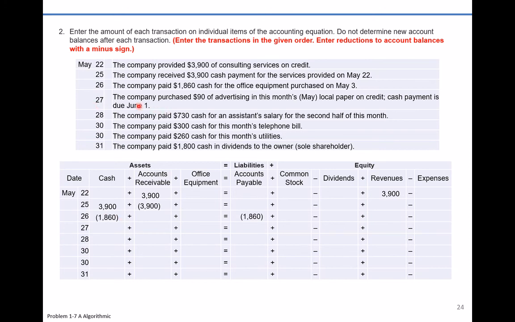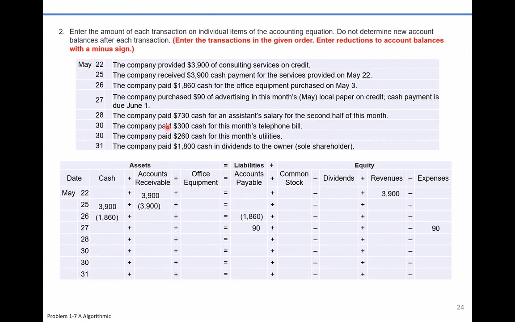On May 27th, the company purchased $90 of advertising in this month of May, in the local paper, and they did that on credit. Cash payment is due June the 1st. Okay, so is cash involved on the 27th? Well, no, because they're not paying for this ad until later on. But they're getting this ad for the month of May, so they're definitely going to have advertising expenses of $90. And they've got an IOU for that $90 that they've got to pay out, something they're liable for, for $90 as well. So accounts payable goes up $90, and expenses go up $90 as well.